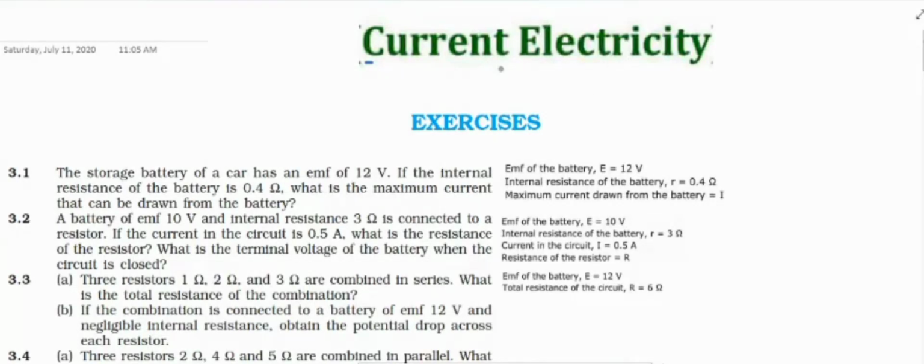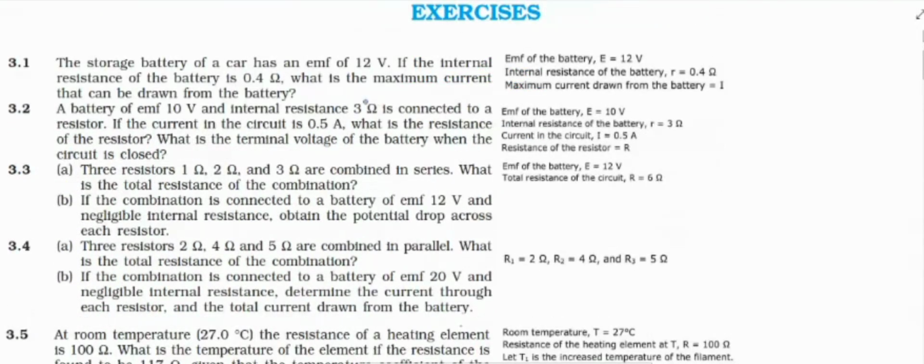Exercise of unit current electricity. First question. A storage battery of EMF 12 volt, internal resistance 0.4 ohm. What is the maximum current? Okay, the quantities are given. Equation for maximum current: I is equal to epsilon divided by R. So you will get the value of maximum current. Then come to question 2.